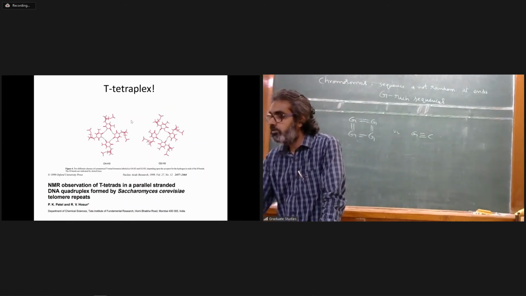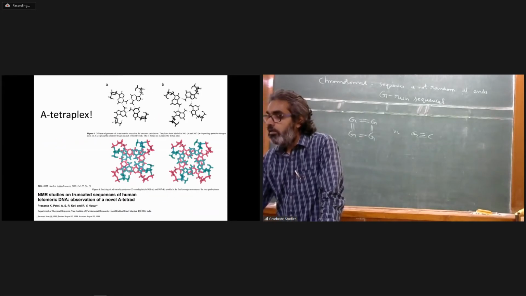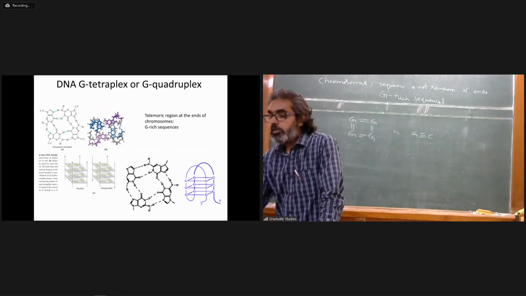Someone else wants to ask a question? Yes. My question is, why is the telomeric region G rich? It could be A rich or T rich. Why is it G rich only? That's what I was addressing a little bit when he asked.